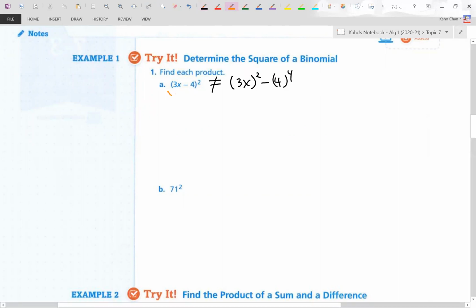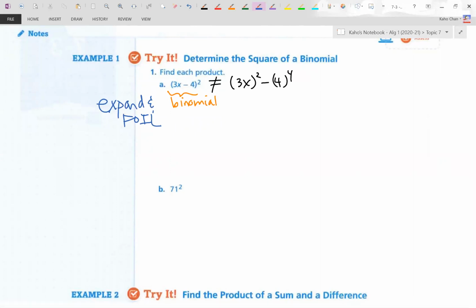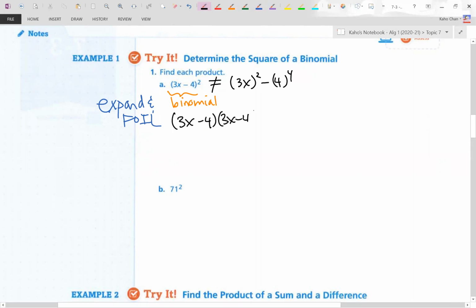Because this is a binomial, you have to expand and FOIL. This is different, okay, from the previous one. This is different from the opener. 3x minus 4 gets expanded, and you need to FOIL it manually times itself. Okay, here we go. Let's FOIL. I mean, you can throw it in a box if you'd like to. It's actually kind of preferred by a lot of people. I'll do it both ways.